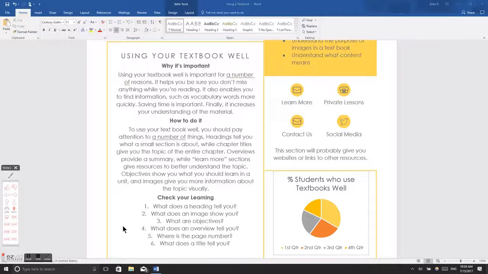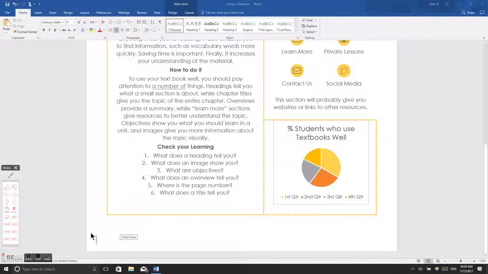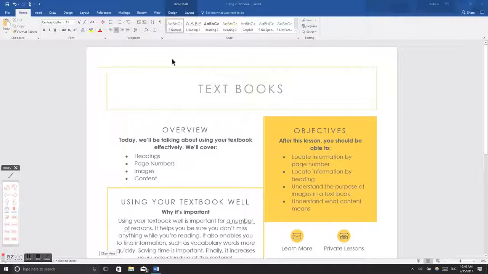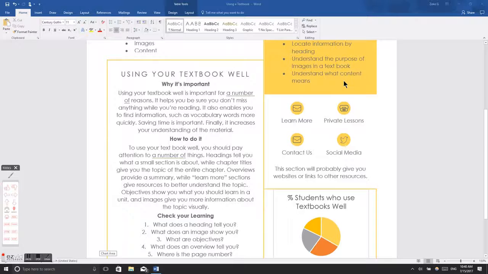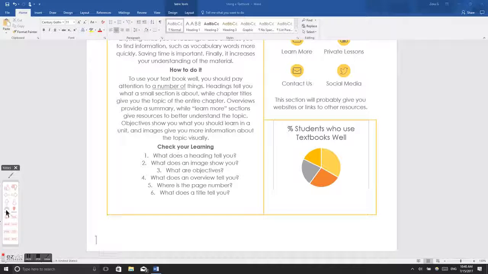A page number I haven't shown you. It's often in the lower left-hand or right-hand corner. In this case, it's in the lower left-hand corner, but it can also be at the top somewhere. So you're looking for a page number usually at the top and bottom of the page. And then what does the title tell you? It tells you what the chapter is about.